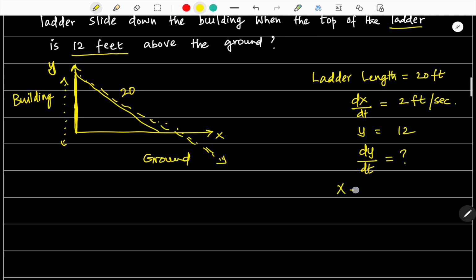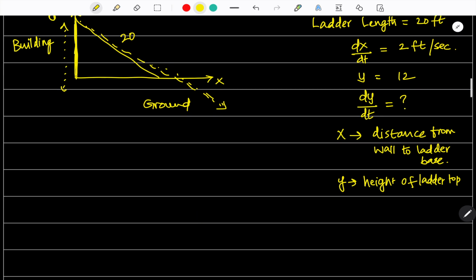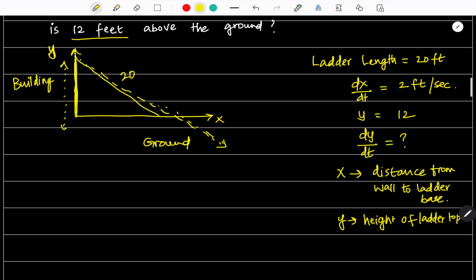So what is x? x is the distance from the wall to the ladder base. You can say it like that. And what is y? y is the height of the ladder top. Simple English. So let's use the Pythagoras theorem.